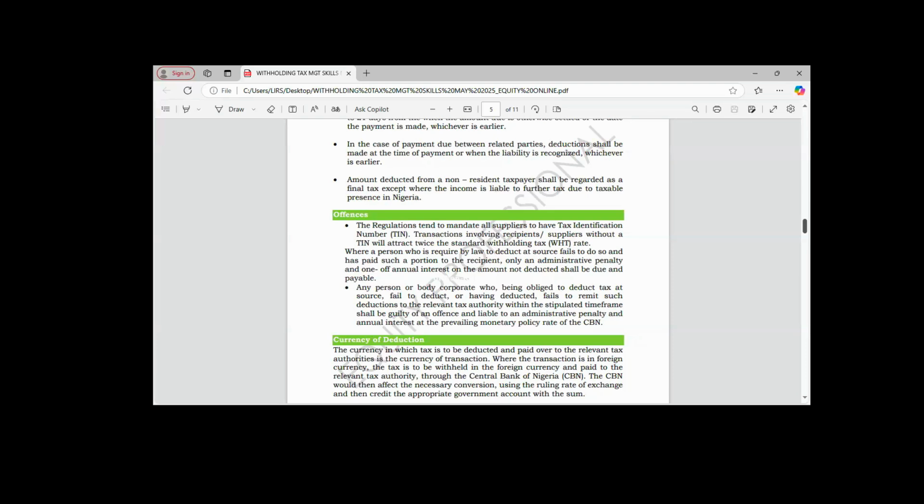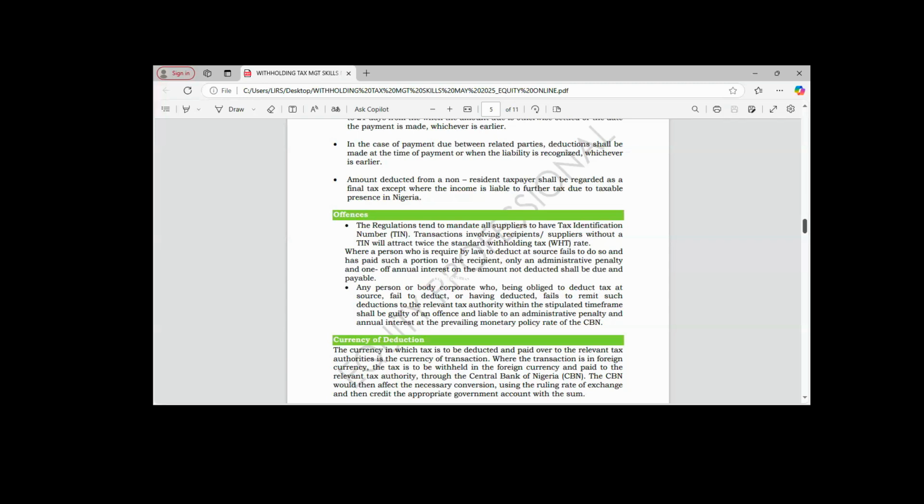You get that? Then another offense is where you are supposed to deduct, but you now fail to deduct. And that person that you fail to deduct from is a taxpayer that has a payer ID. You are going to be liable to administrative charges, including interest and penalty. You are going to be liable to administrative penalty and annual interest at the prevailing commercial rate.